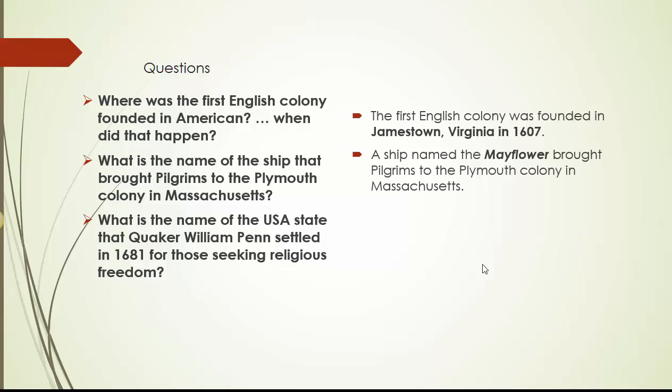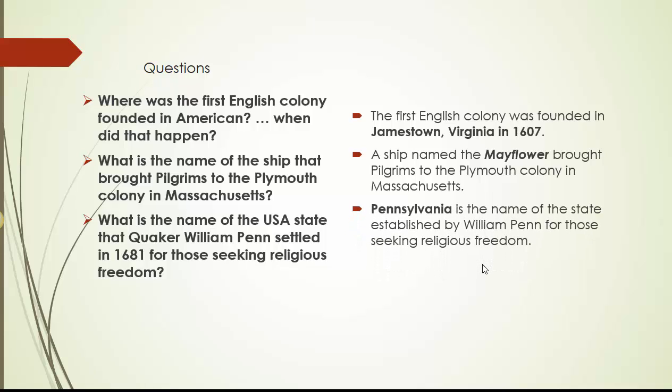What is the name of the USA state that Quaker William Penn settled in 1681 for those seeking religious freedom? Pennsylvania is the name of the state established by William Penn for those seeking religious freedom.